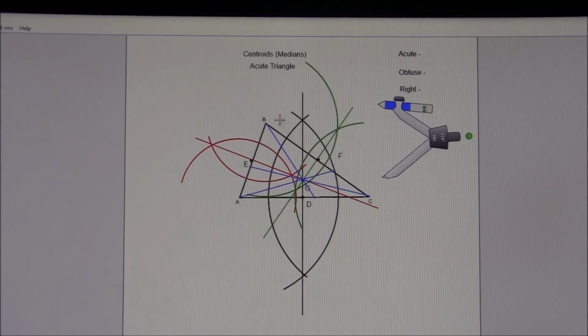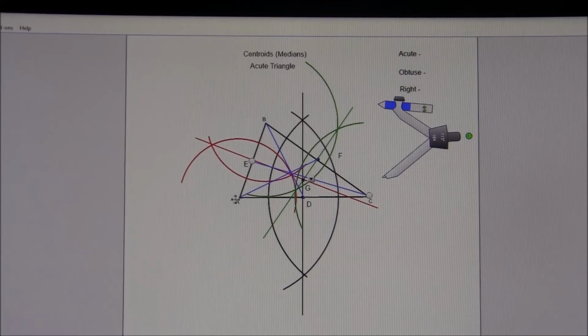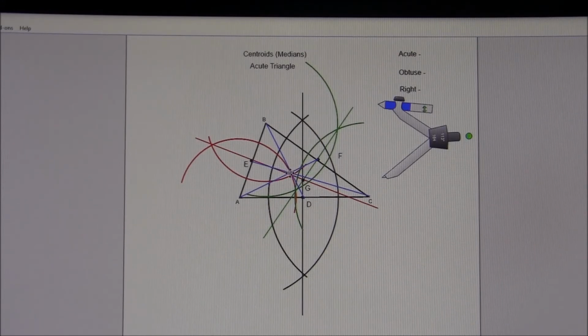Oops. I should have gone from the vertex to the midpoint. My apologies on that. From the vertex to the midpoints. Sorry. Do you see the blue from the vertex to the midpoint, vertex to the midpoint, vertex to the midpoint? Do you see this one right here? This is where all the blues intersect. This is called the centroid.